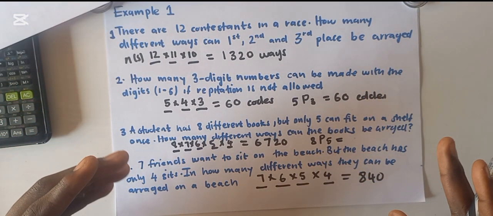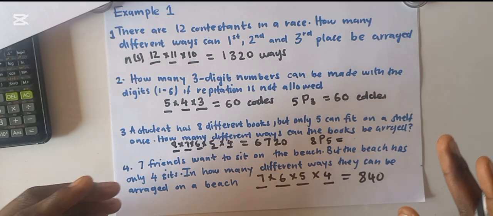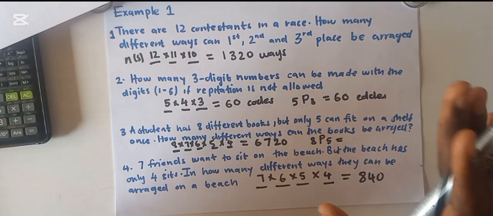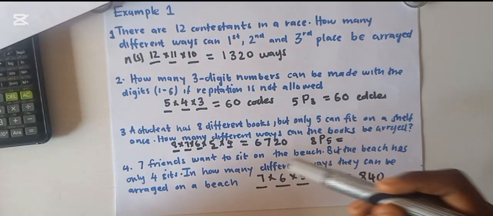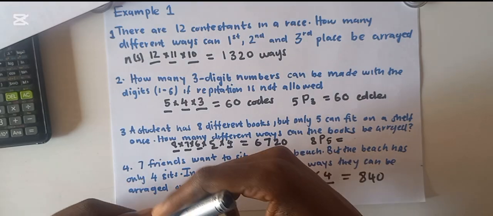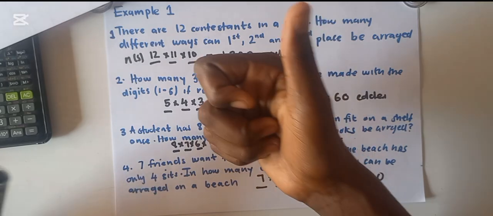Okay guys, while I was recording this video, I forgot to mention that you only use permutation when the order matters, when the order matters. I only mentioned the 2 conditions that were there. So yes, the order has to matter when you want to use permutation.